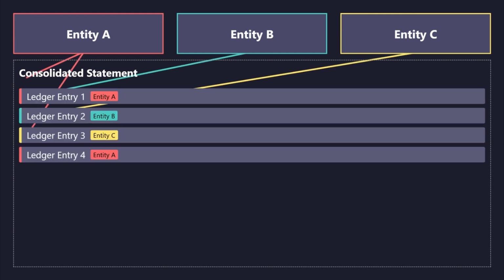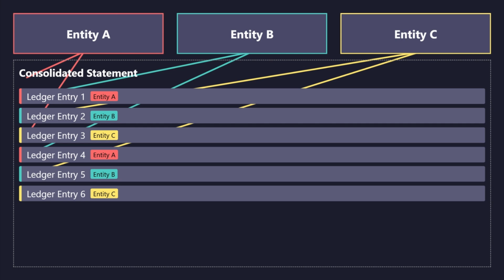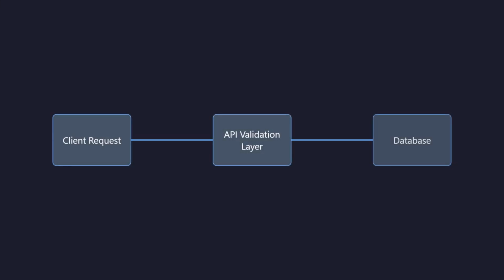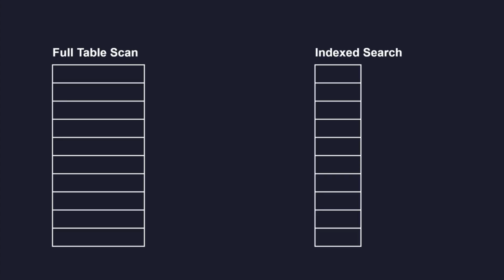Support multi-entity organizations by adding a company identifier to every journal and ledger row to allow for the generation of consolidated statements across different legal subsidiaries within the same database. While the database enforces the final balance, your application programming interface should perform preliminary checks to provide immediate feedback to users before they attempt to commit an unbalanced transaction to the system.